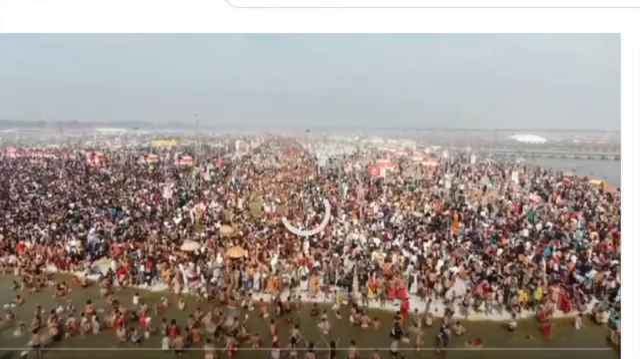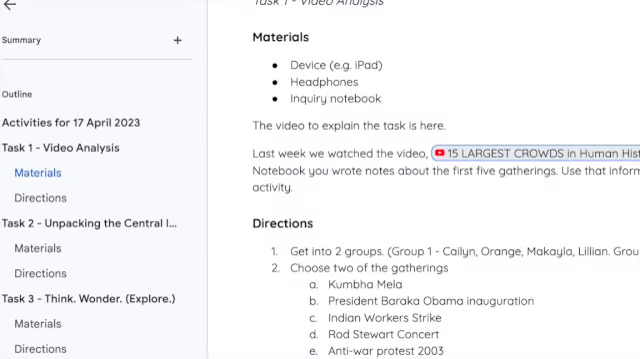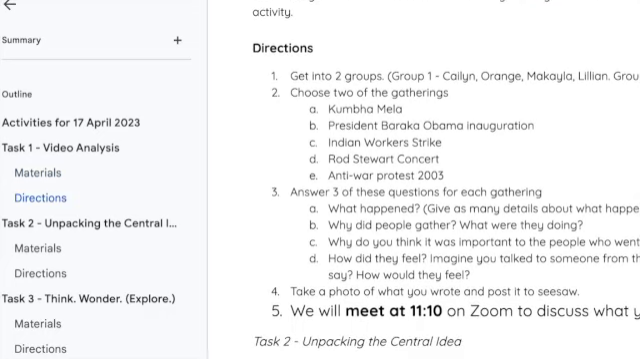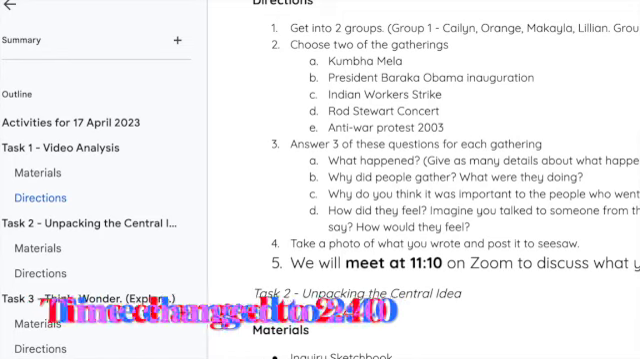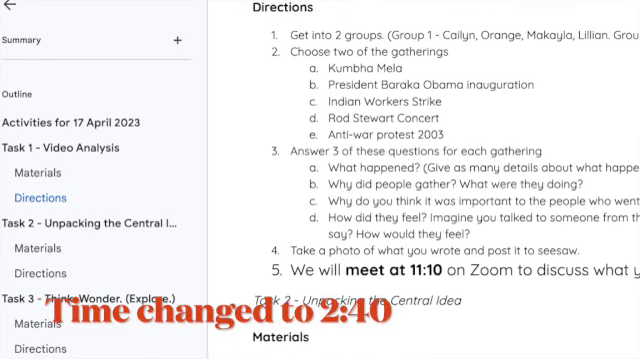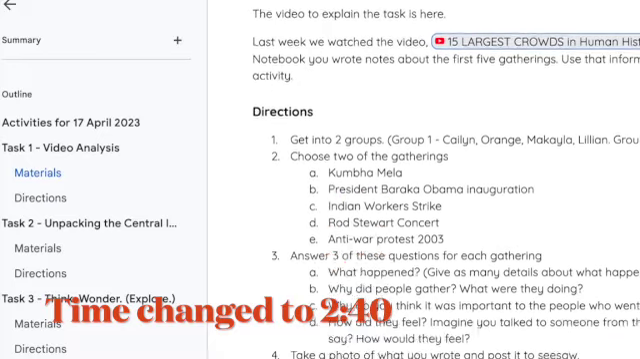But you should already have watched it and got the information. So if you've lost the information or you want more information, you can watch the video again. But otherwise, you probably don't need to watch the video. But it's about that video. We looked at the first 5 of those gatherings, if you remember. So let's have a look at the directions. This is what you need to do.